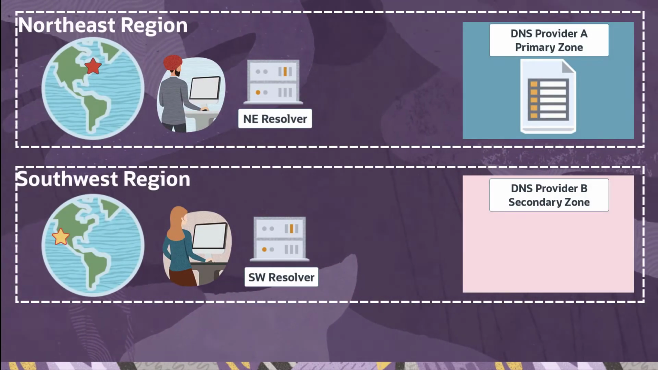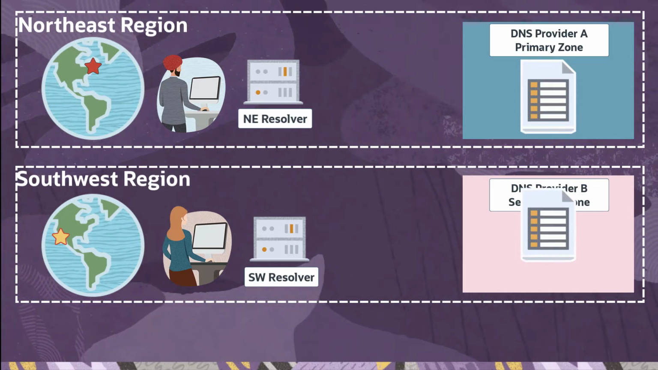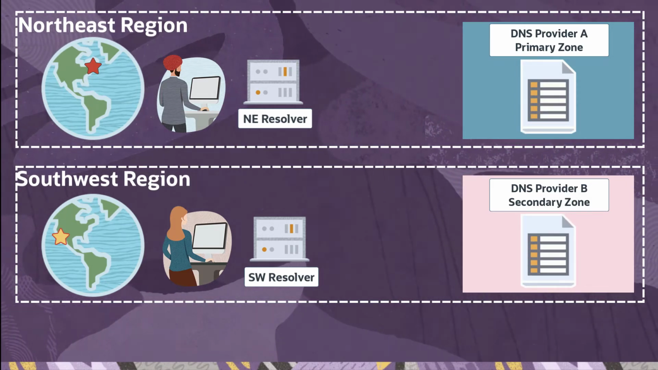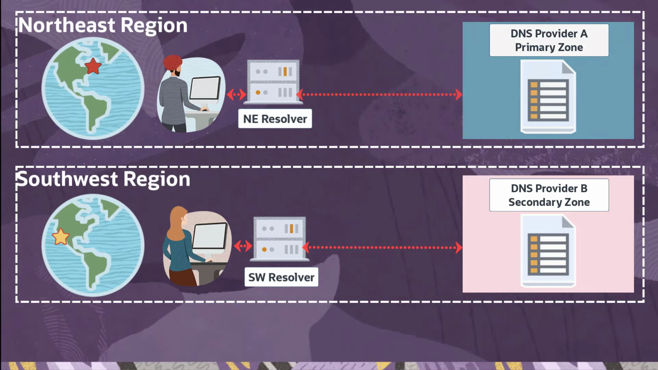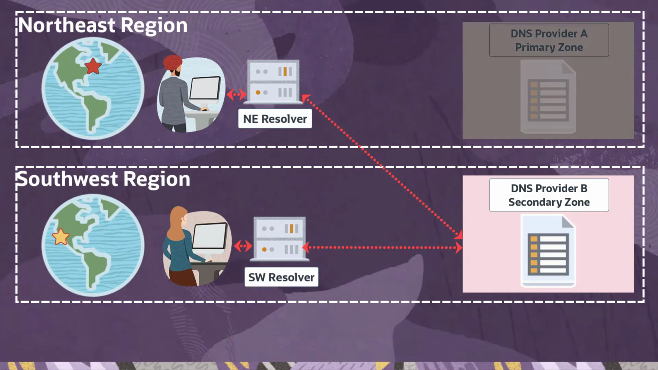A secondary zone contains a copy of records hosted by another DNS provider. Resolvers choose the provider that is closest to them. If one provider goes down, the other can still answer queries.